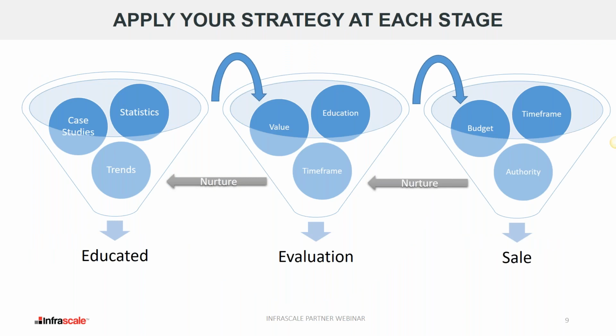You would say, okay, we're going to use statistics and case studies and trends to educate people on why they need what we're selling. And then if they get to that point where they understand, they're educated, then we want to transform that into something of value to them. Continue the education. Maybe you get some sense of time frame from them at this point, one of the BANT criteria. And then you get an evaluation, and the evaluation would be the second step, right?